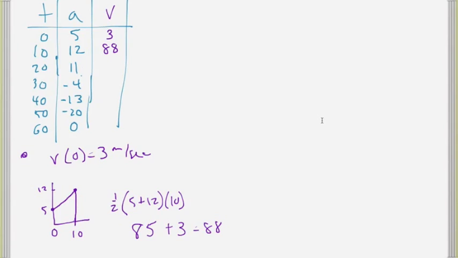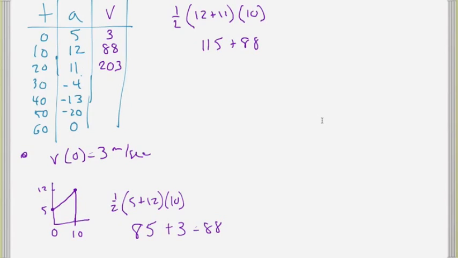So we need to repeat this process for all of the rest of the data. We don't actually have to draw out all the pictures, but for the next interval I would want to do 1/2 times 12 plus 11, and still a 10-second interval. That's 115, which is again a change in the velocity. So we need to add that to our last answer of 88 to get 203.